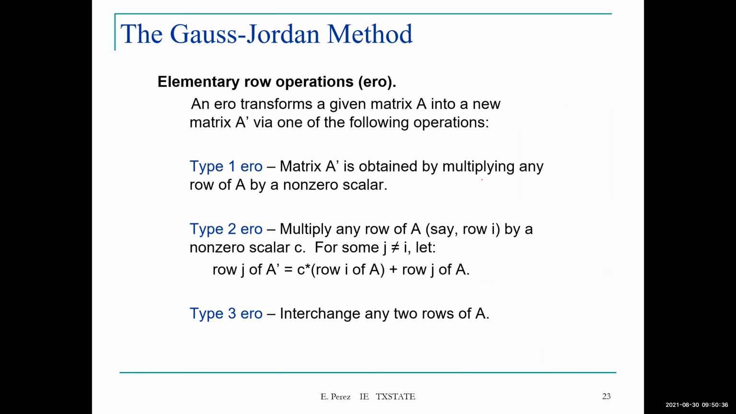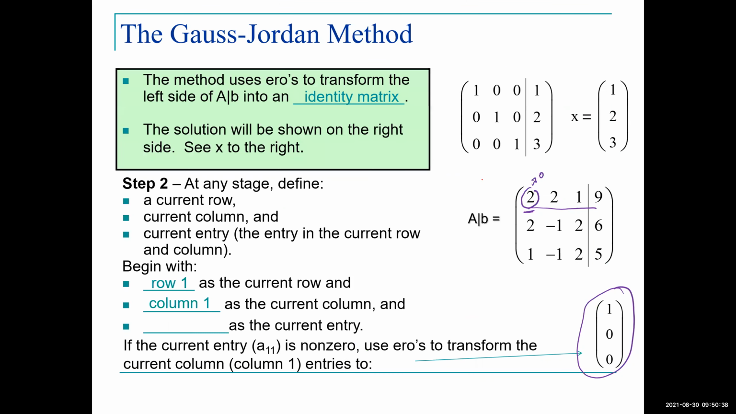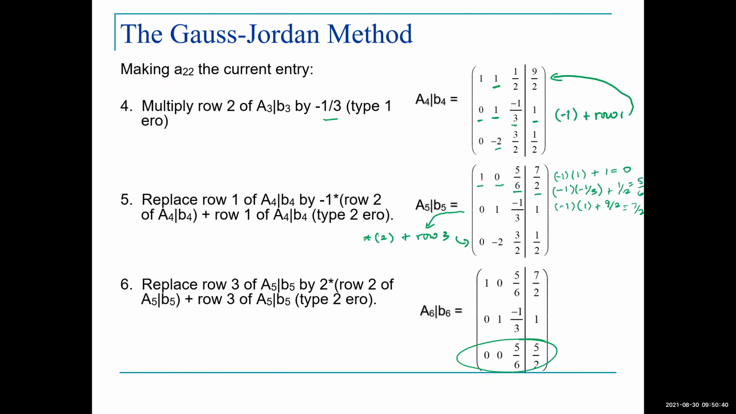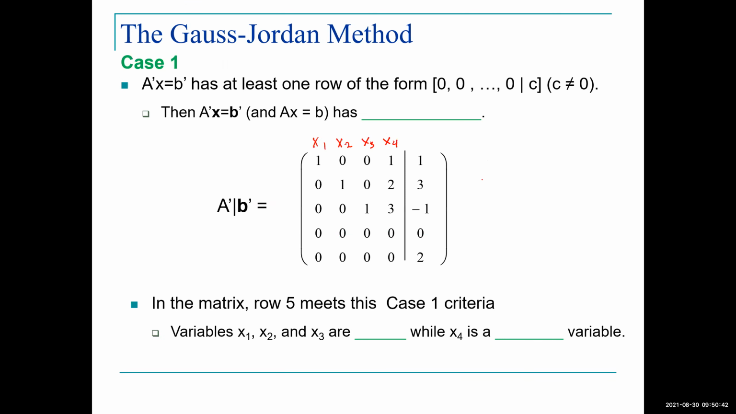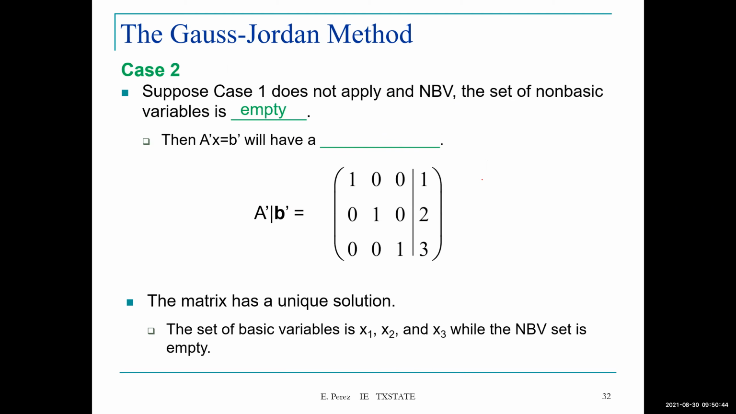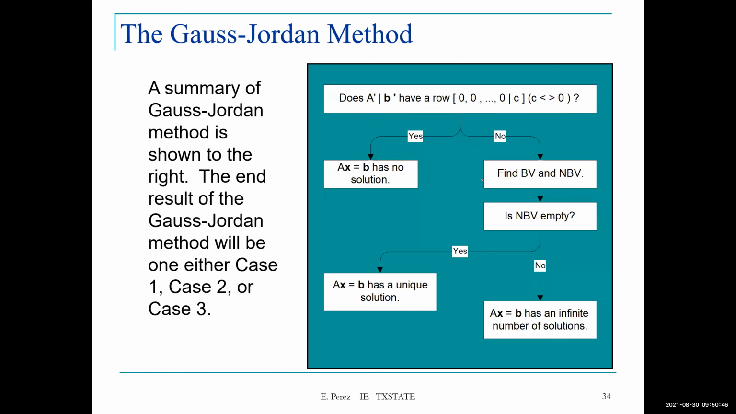Good questions, good discussion. So again, the 3 cases, we can summarize this with the following flow chart. So how do you know what type of solution you have? This is a summary of the Gauss-Jordan method. The end result of the Gauss-Jordan method will be either case 1, case 2, or case 3.